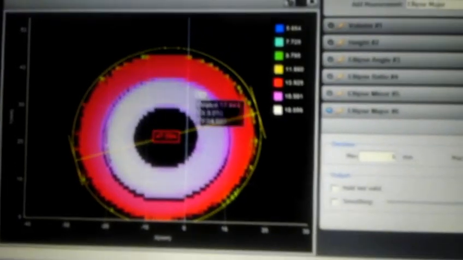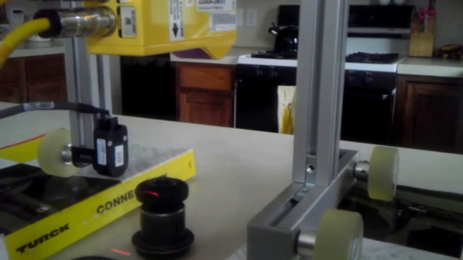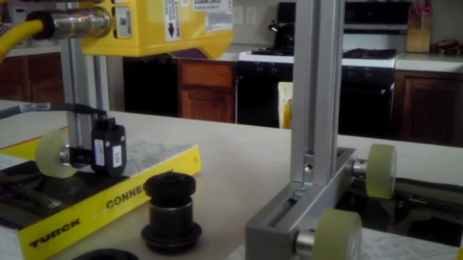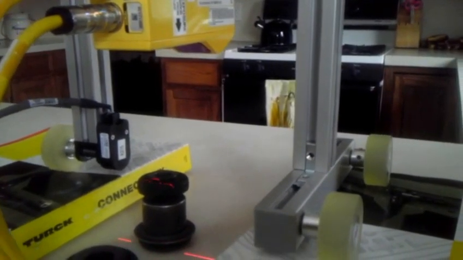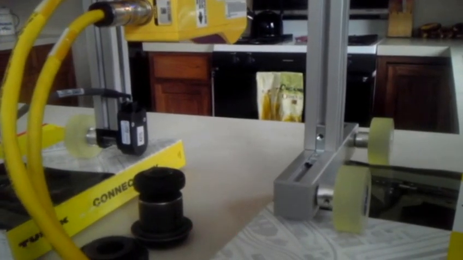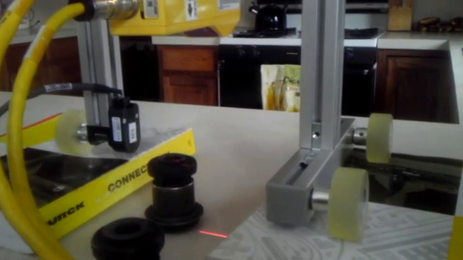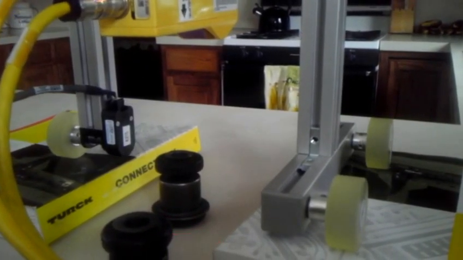But if we go back, let's scan the other part here to determine what we have. Let's just see if we can get another image here. Let's do it one more time. And we have an encoder that's plugged in here that's giving us our values back, and that's what's timed to key in with the laser.